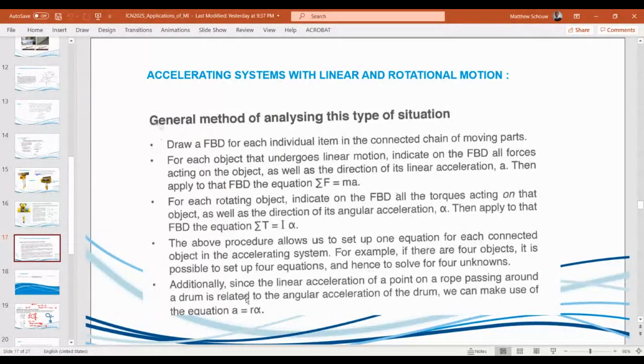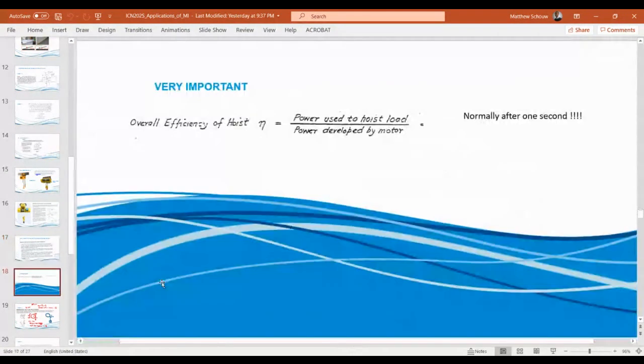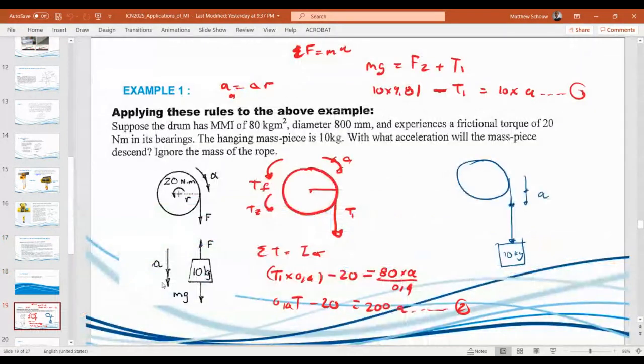And of course, what's important is that we are able to relate the accelerations. Since the linear acceleration of a point on a rope passing around a drum is related to the angular acceleration of the drum, we can make use of linear acceleration equals radius times angular acceleration. We'll come back to this.